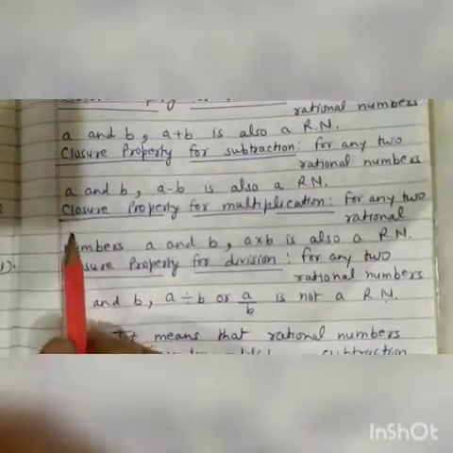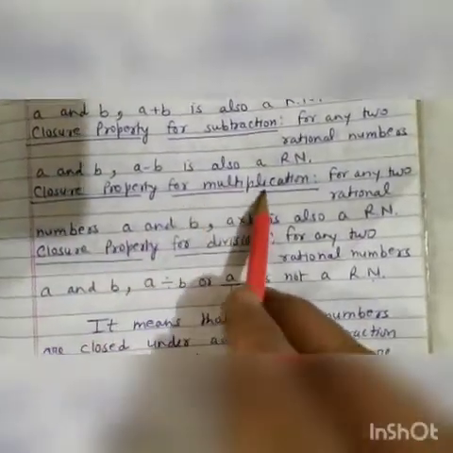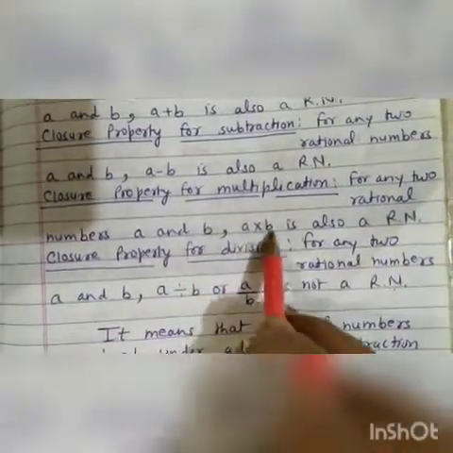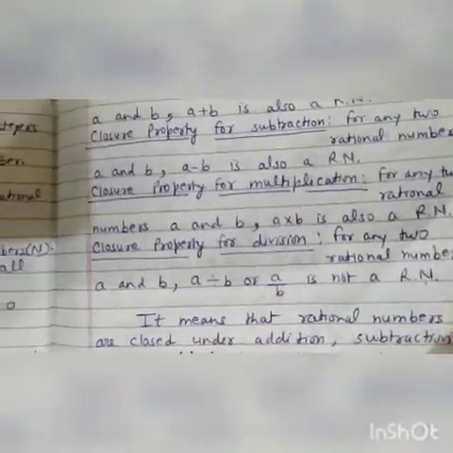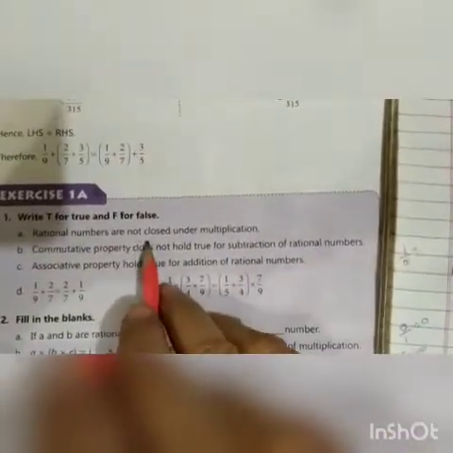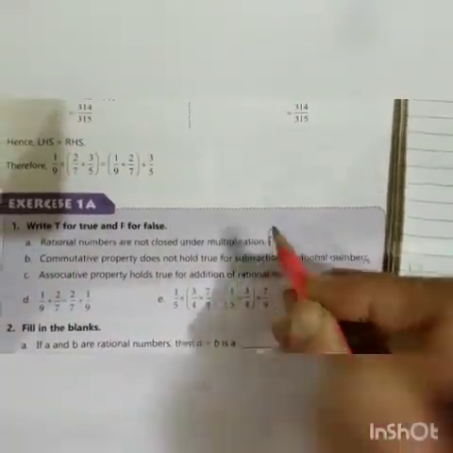See here in your notes, closure property for multiplication. For any two rational numbers a and b, a multiplied by b is also a rational number. This means the statement is false. Rational numbers are closed, so it is false.